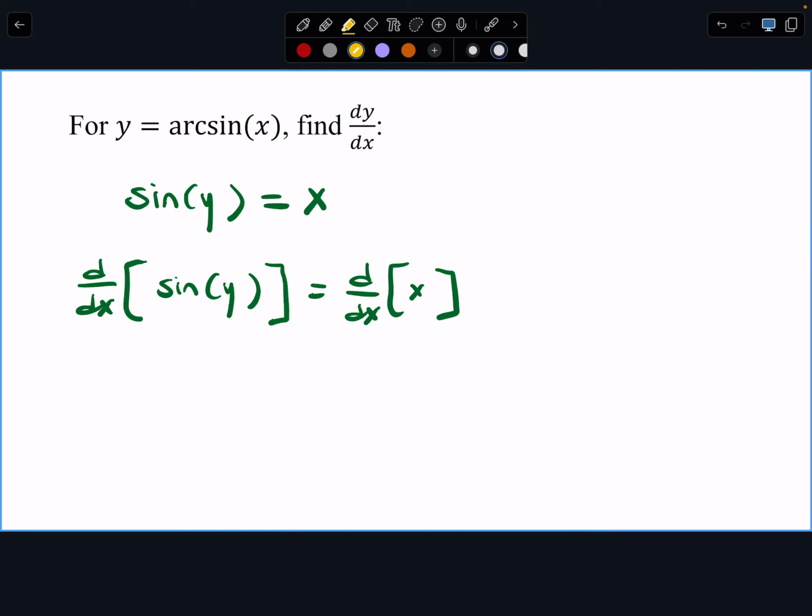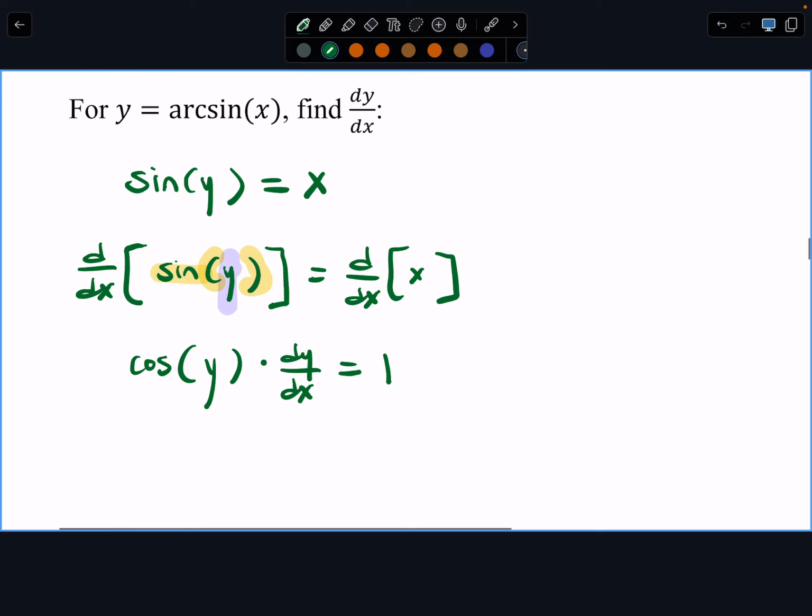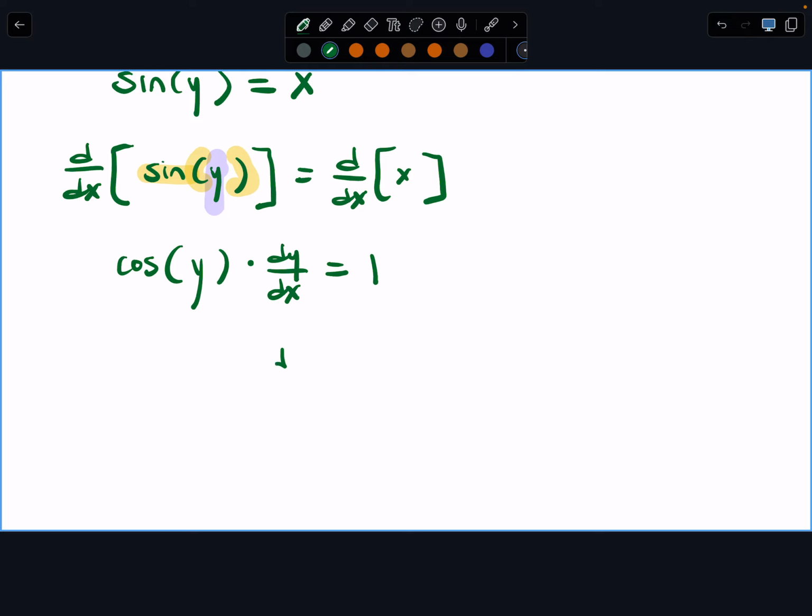Okay, thinking chain rule. So sine is the outside function, y is the inside function. The derivative of sine would be cosine. Leave the inside alone, and then times the derivative of the inside would be dy over dx. And the derivative of x with respect to x would be 1. Okay, so from here, notice that dy over dx is 1 over cosine of y.